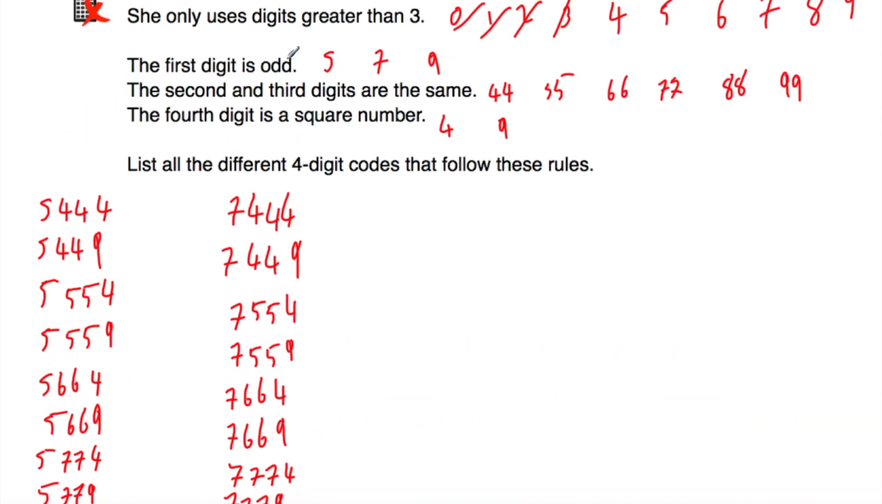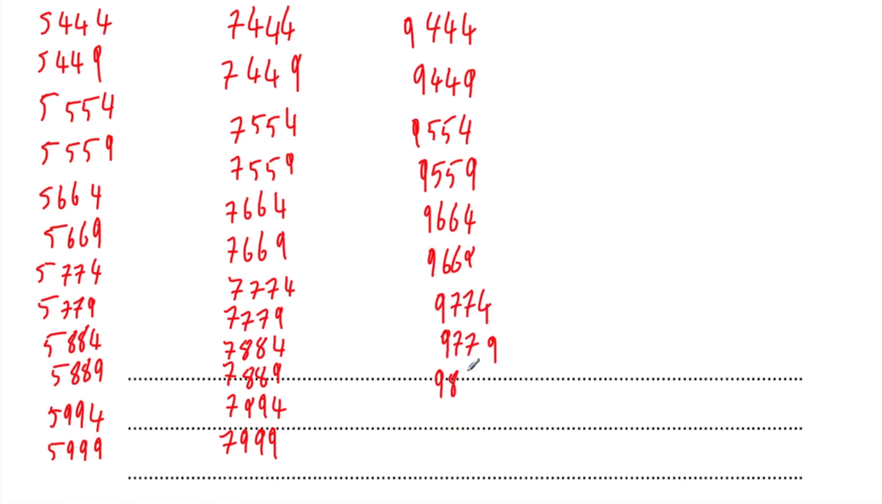And now, because we were told the first digit was odd, we're going to have a 9 at the front, and that could be a 44 and a 4, a 44 and a 9, a 55 and a 4, 55 and a 9, and so on. So it's going to be the same as these options and these options, but rather than having a 5 or a 7 at the front, we're going to have a 9 at the front. So let's do that.